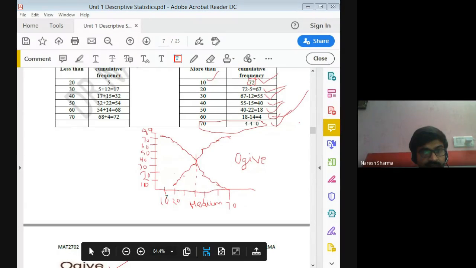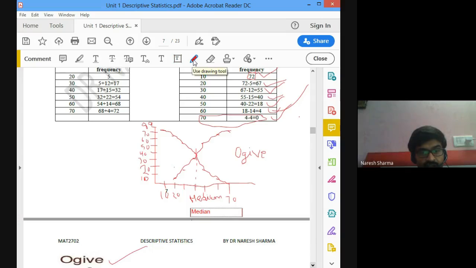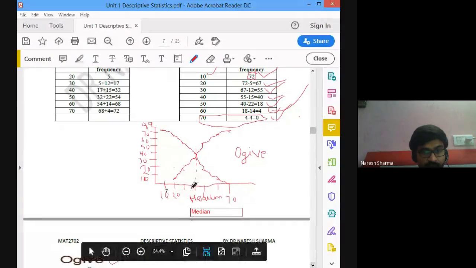So this particular point, this one, is called the median.